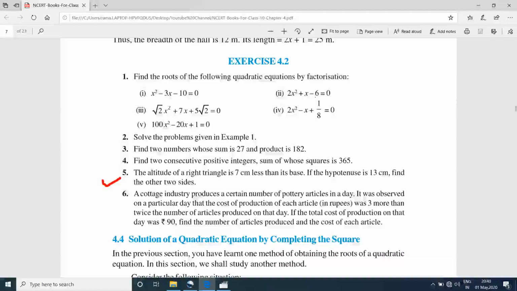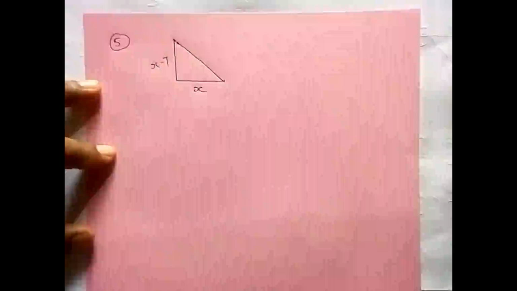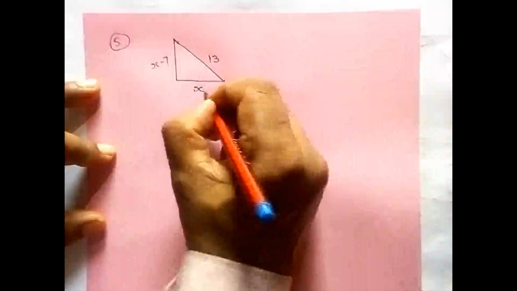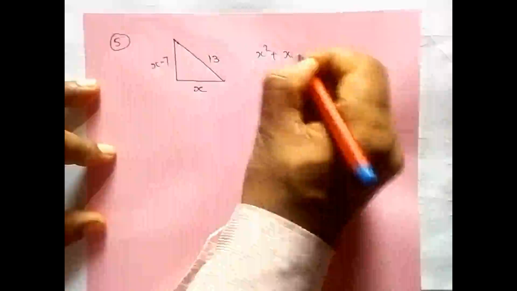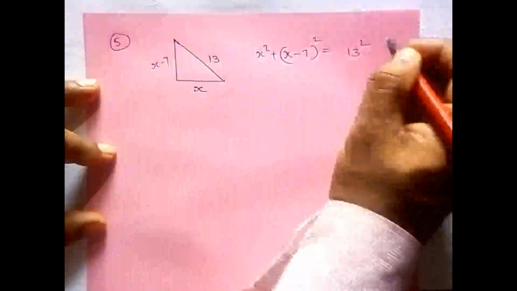Okay. Now we are going to the question again. So we have a right angle triangle here. We are taking the base as x, so that the altitude, which is 7 less than the base, is x minus 7. If the hypotenuse is 13 cm, we know by Pythagoras rule, x square plus (x minus 7) the whole square equal to 13 square.